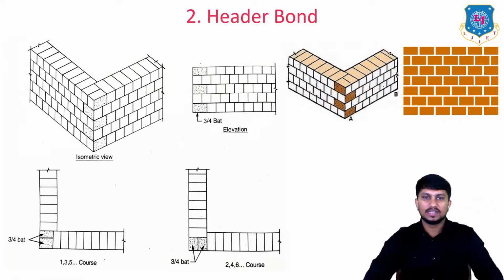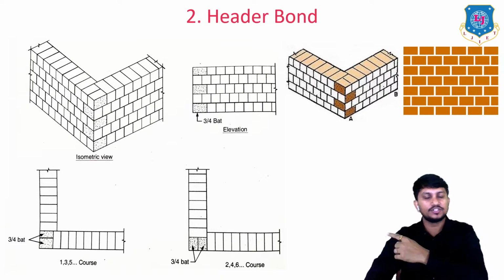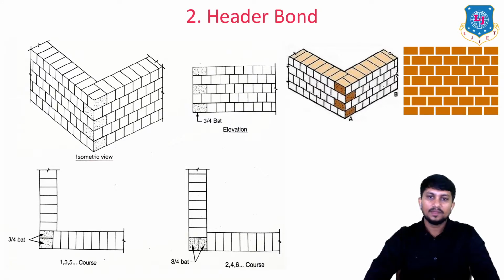This is how header bond looks like, in which all the layers are made with headers. In this, to avoid vertical joints in one line, we will use 3/4 bat at the corner, at alternate courses like this. You can clearly see the 3/4 bat in the elevation. To make this header bond, on odd layers it should be laid like this, and in even layers, headers should be laid like this. The isometric view of the header bond looks like this. This is called header bond, in which only headers are used, no stretchers are used here.